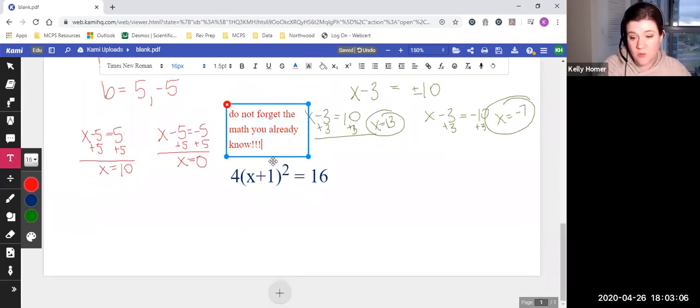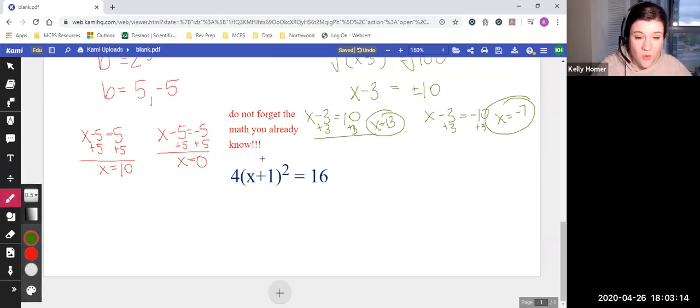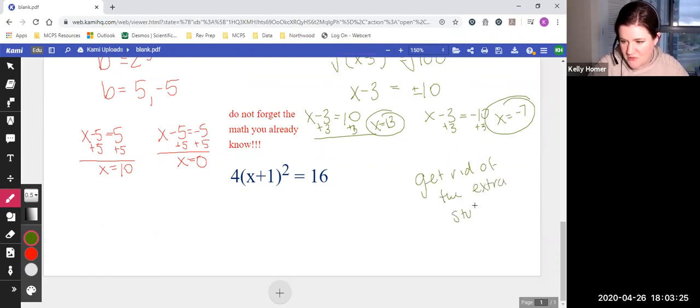All right, so here what I see is I again see that square, so I know I want to take a square root. 4 is not so bad because it is a perfect root, but we're going to move on from that. Before I take my square root, I want to get rid of the extra stuff. I know that that's not really the math term, but that's how you can think of it. Okay, so what's extra right now is this 4. I want to get rid of it.